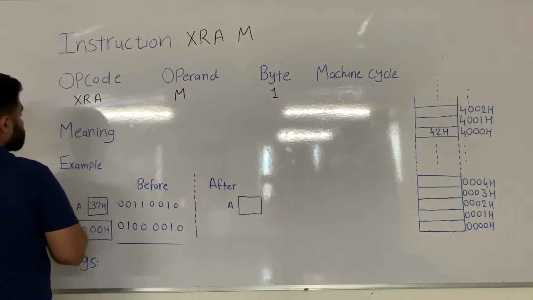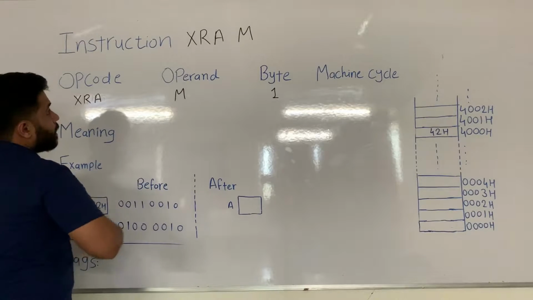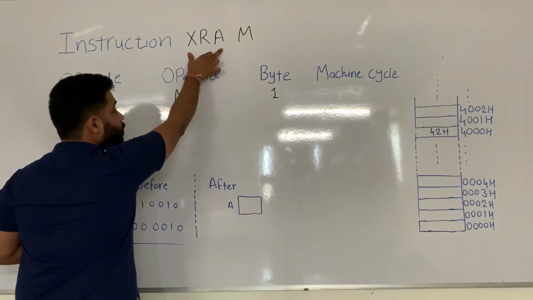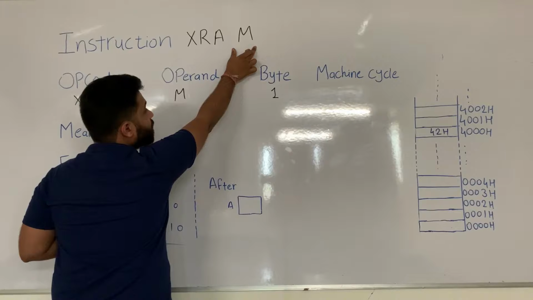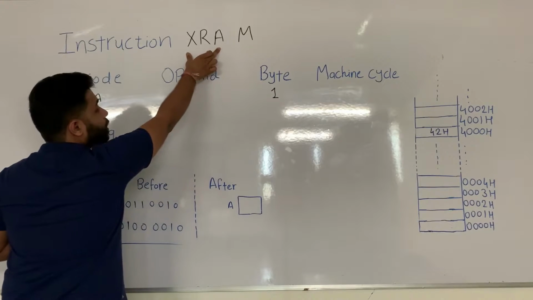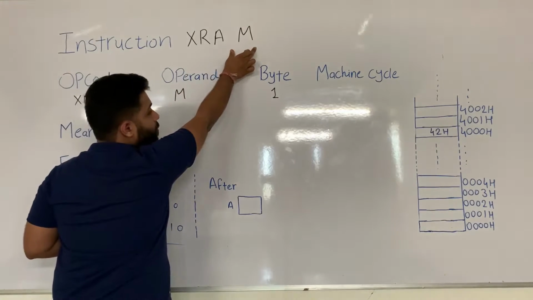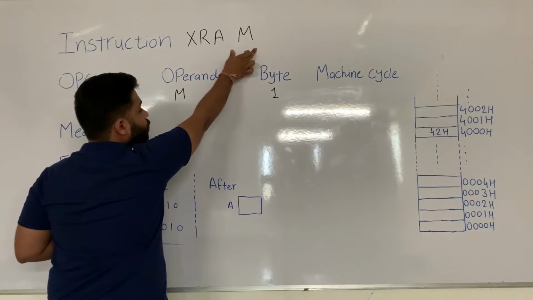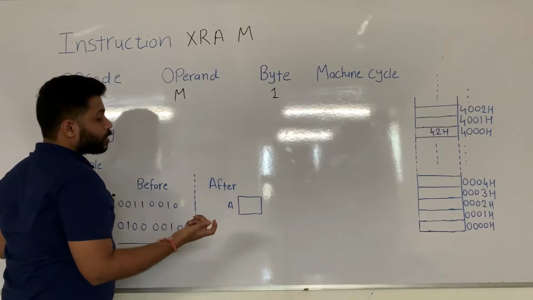Now let's see the meaning of the instruction. What is the meaning of XRA M? XRA M means logical XOR between the data which is present in the memory location and the accumulator, and the answer will be stored in the accumulator. But the question is, which memory location?